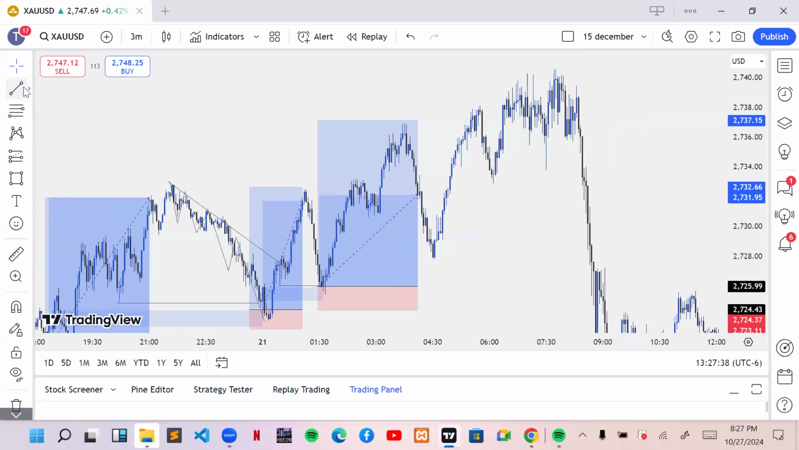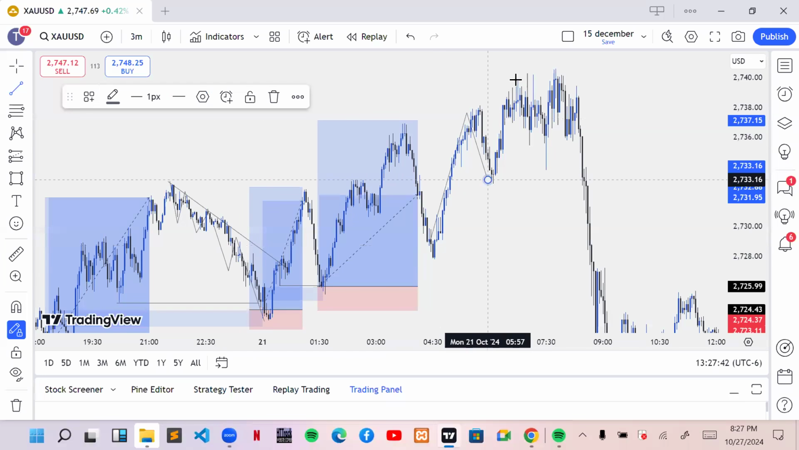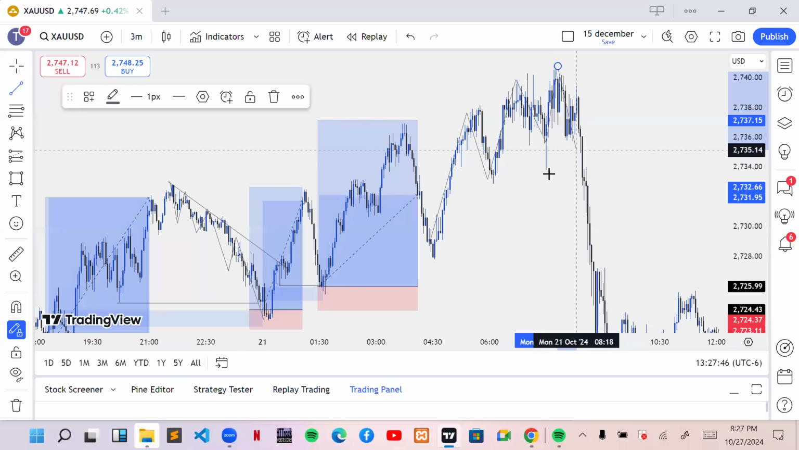For example, you can see this is a trend line. You can see higher highs and higher lows. So this is where the market shifted structure and started going down. What did the price do? This is trend line liquidity here.